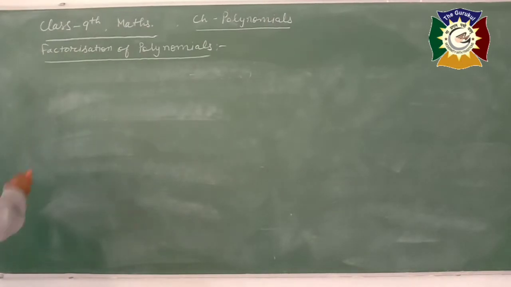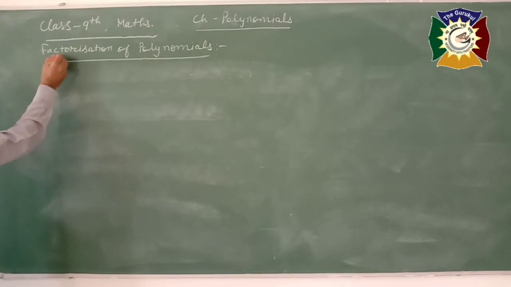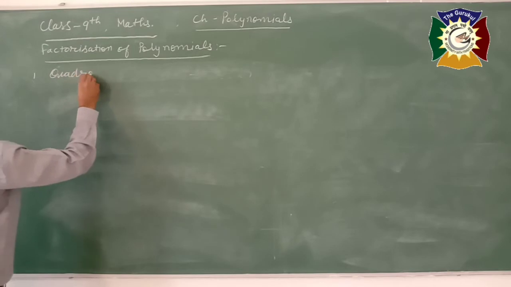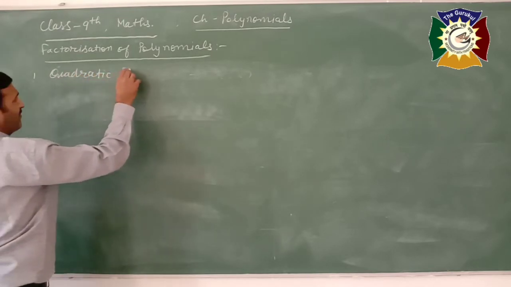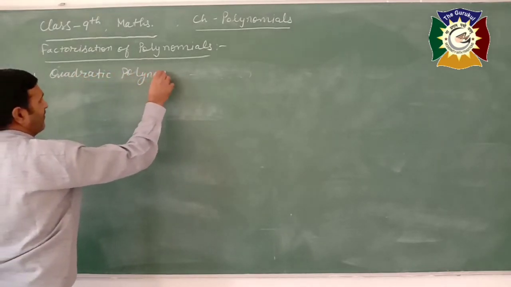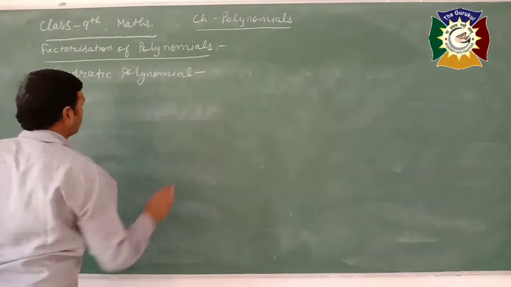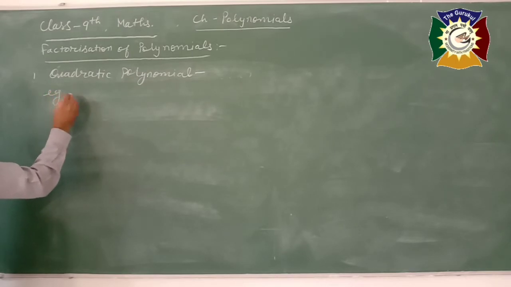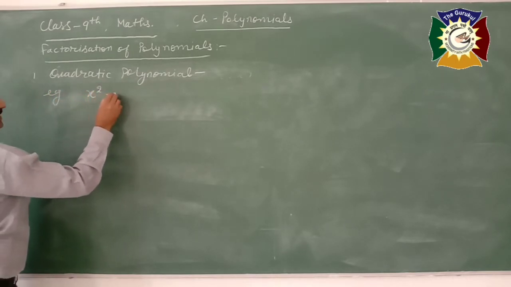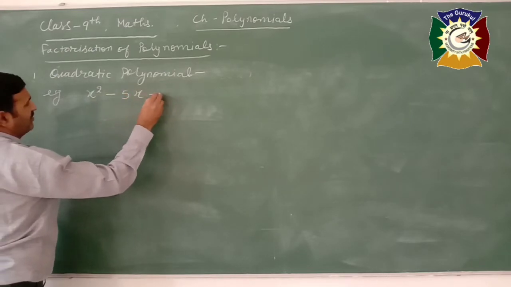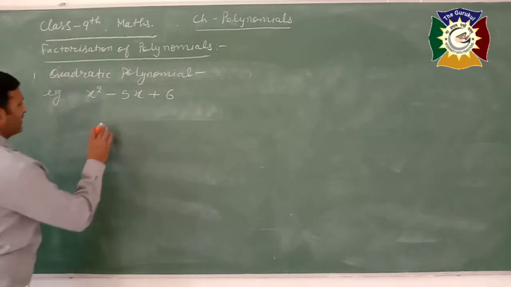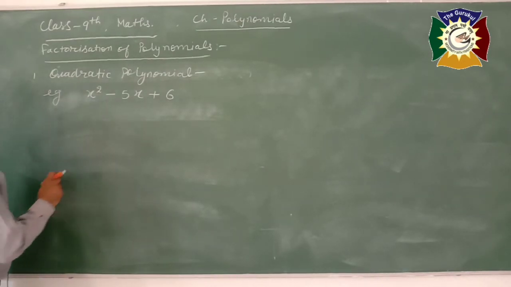For a quadratic polynomial, factorization, first case, a quadratic polynomial. Let the quadratic polynomial be x square minus 5x plus 6. This is a quadratic polynomial and we have to factorize. In two ways we can factorize this.